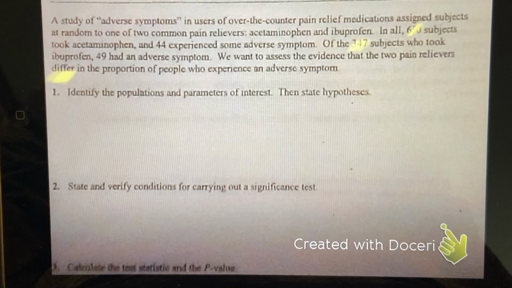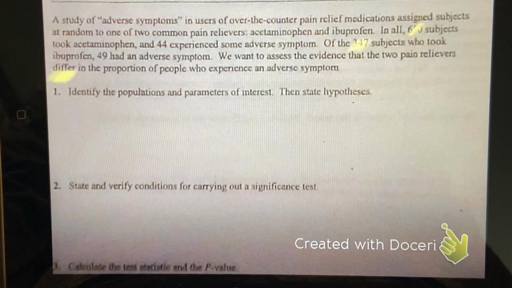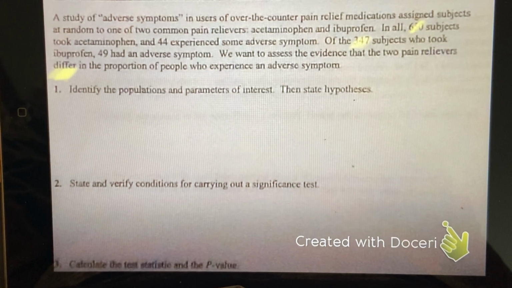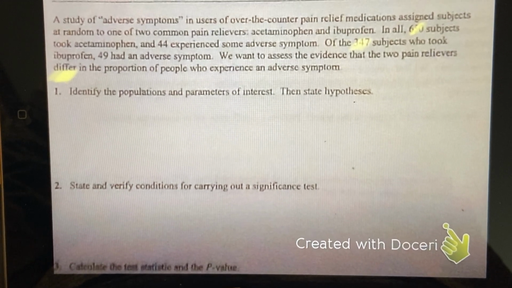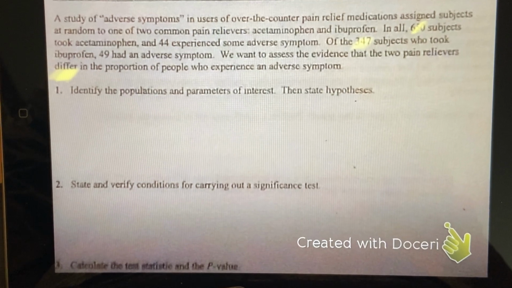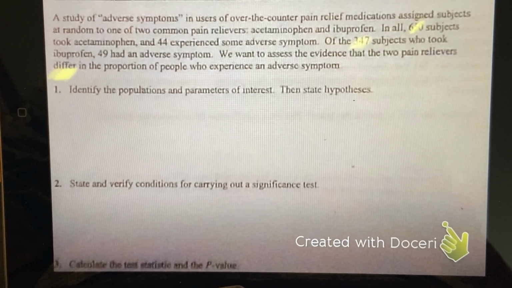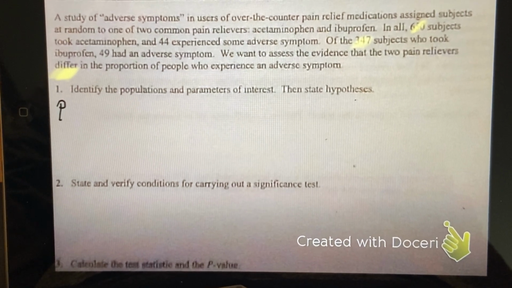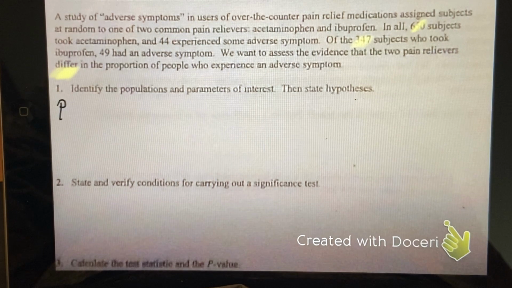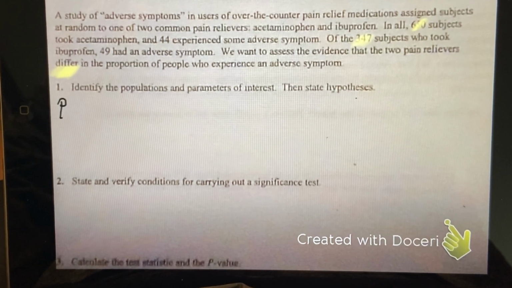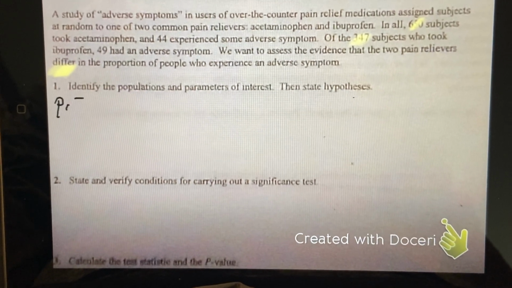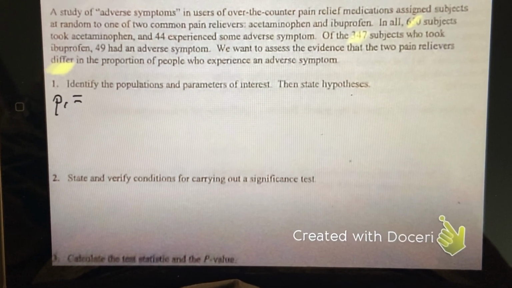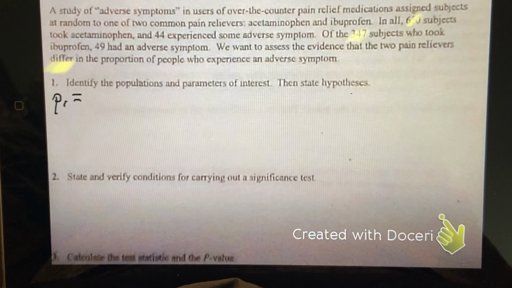All right, so the first thing I like about this page that we start off with is that it walks us through everything: state, plan, do, conclude. So this first number one is my stating. Like the last test, we're going to identify the parameter, the population parameter. But wait a minute, I've got two populations. So I'm going to use a little subscript to tell the difference. I'm just going to let the first population parameter be the acetaminophen group.